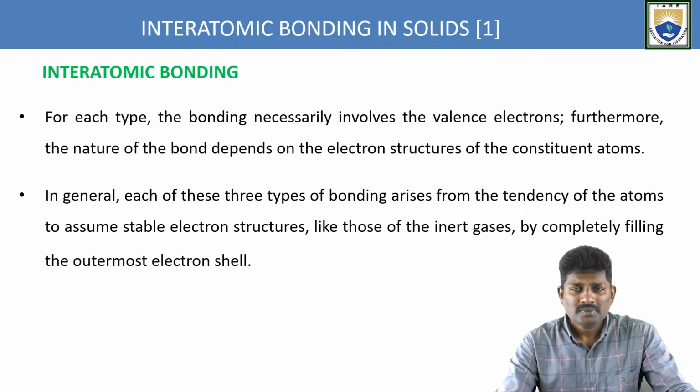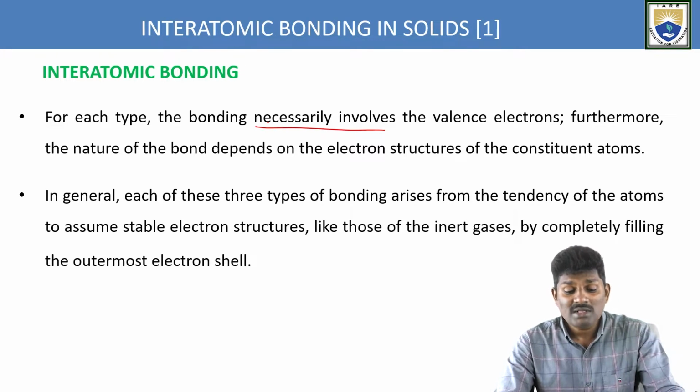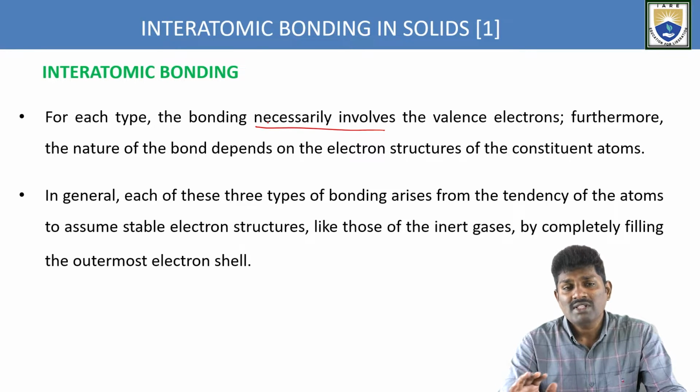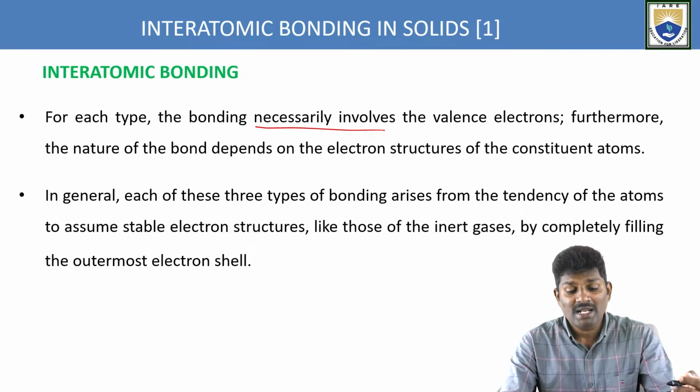So what is happening here? For each type, the bonding necessarily involves the valence electrons. Any type of bonding, whether ionic, metallic or covalent, has to necessarily involve the valence electrons. Once you have the valence electrons, only then will the bonding be there between the atoms, is it not? That's why the nature of the bond depends on the electron structure of the constituent atoms.